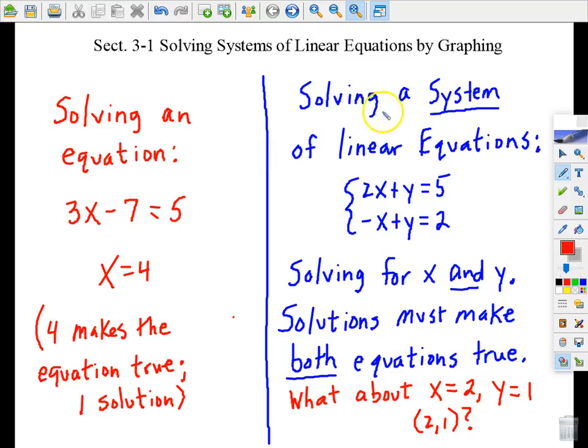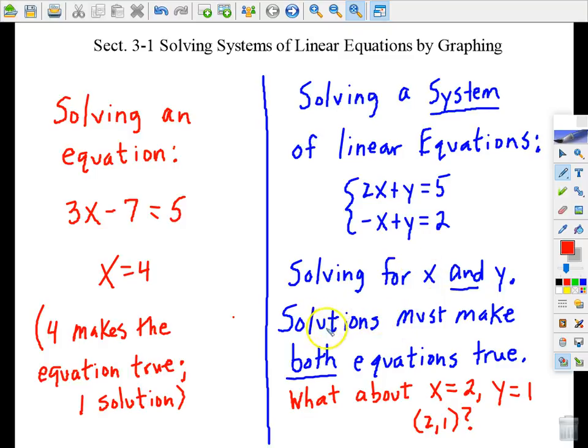And now this is where we're going in Chapter 3. When we solve a system of equations, now we're solving for two variables, x and y. And we're going to use, as I mentioned earlier, one of three different methods to accomplish this. So two equations, notice two variables, we're going to solve for each one.